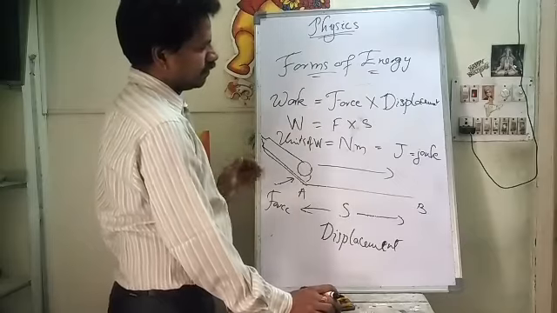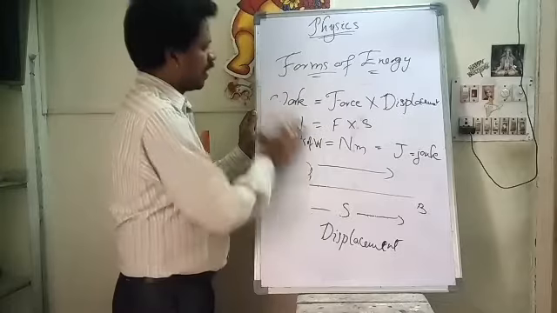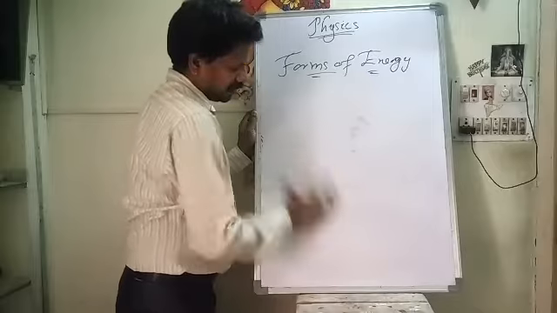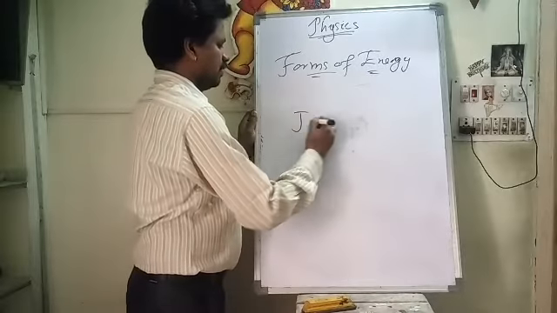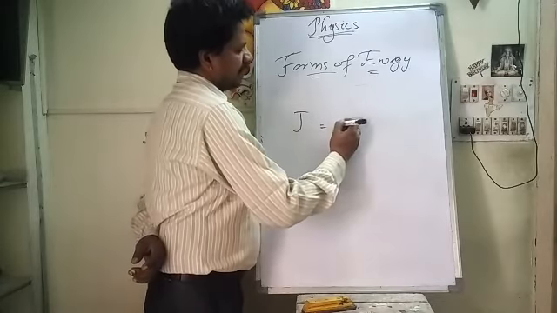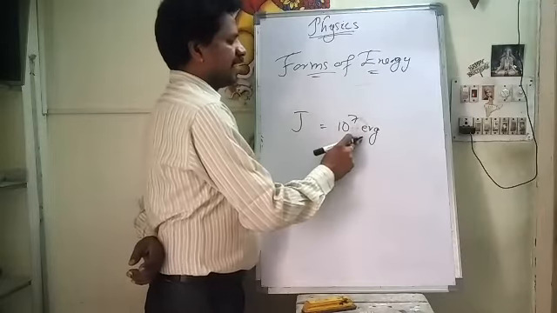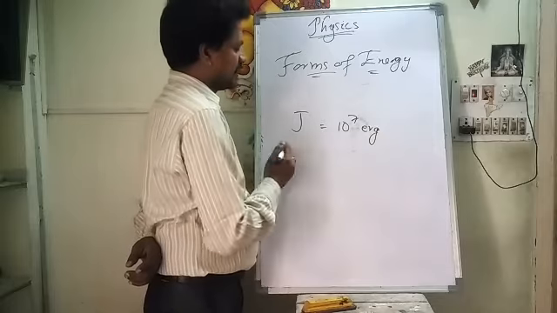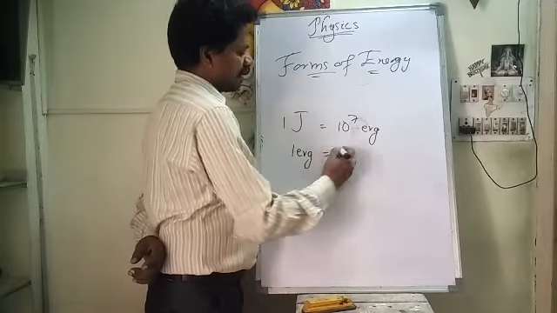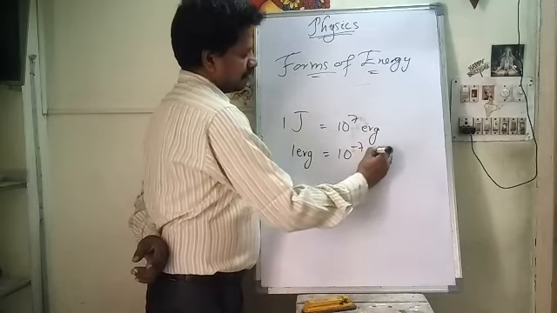Here we can thoroughly discuss the units of work. Joule is the unit of work. This can be changed into the CGS unit, that is 10 power of 7 erg. Erg is the unit of work in the CGS system. 1 joule equals 10 power of 7 erg, and 1 erg equals 10 power of minus 7 joule.